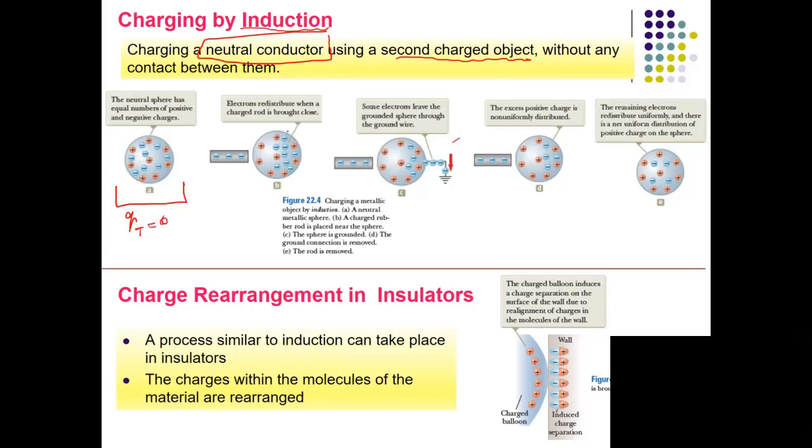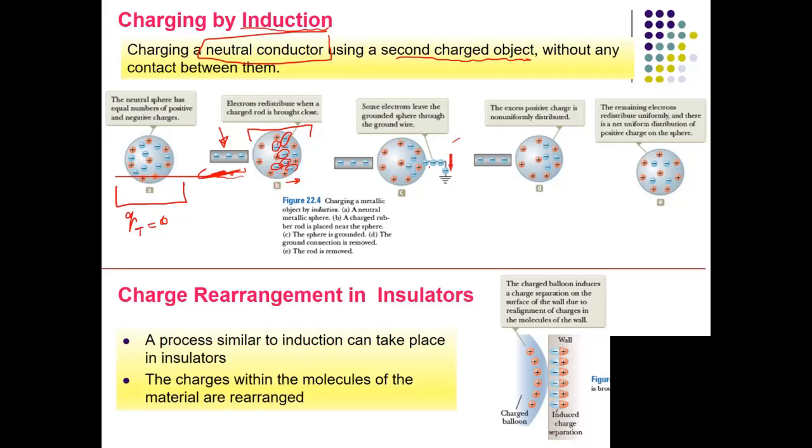What happens now? If you place this neutral object in close proximity to a charged object, so here, let's say we have a rubber rod with a negative charge. When you do that, because of the force between charged particles, electrons inside the neutral object will try to move away from this negative charge. So they will move away to the right side.